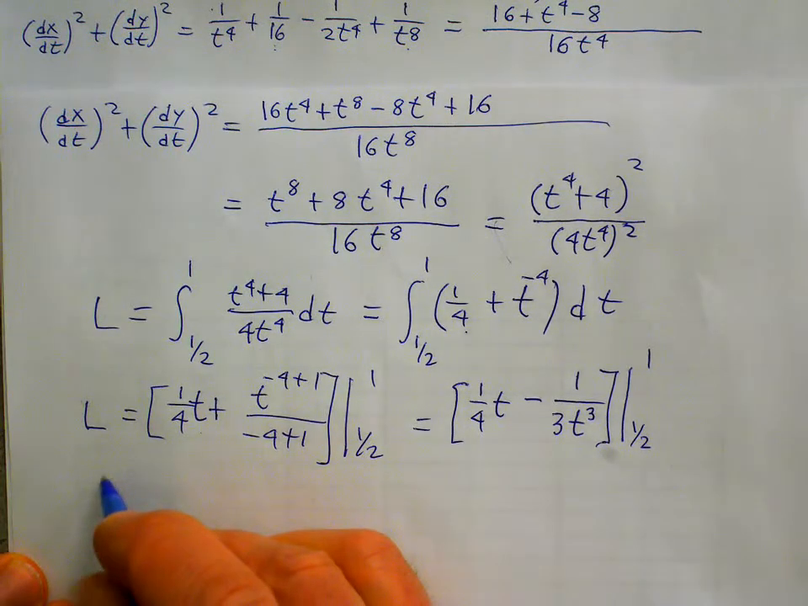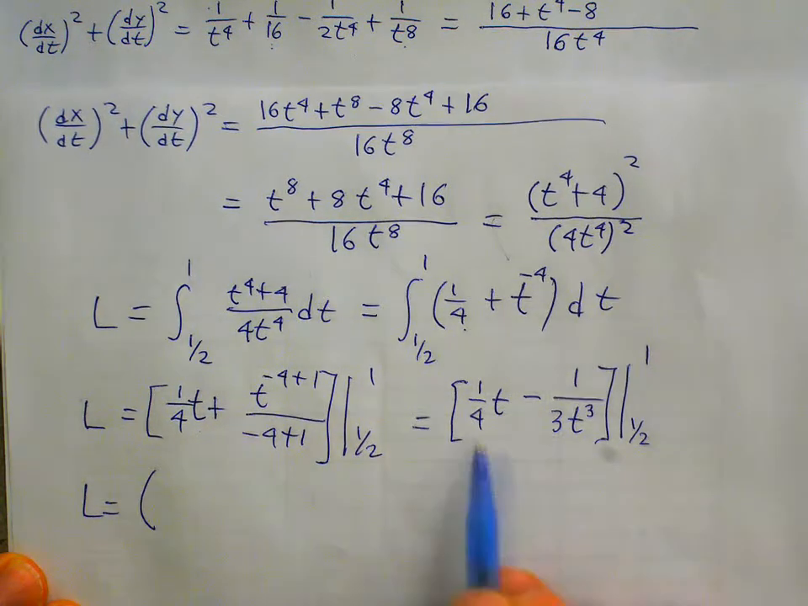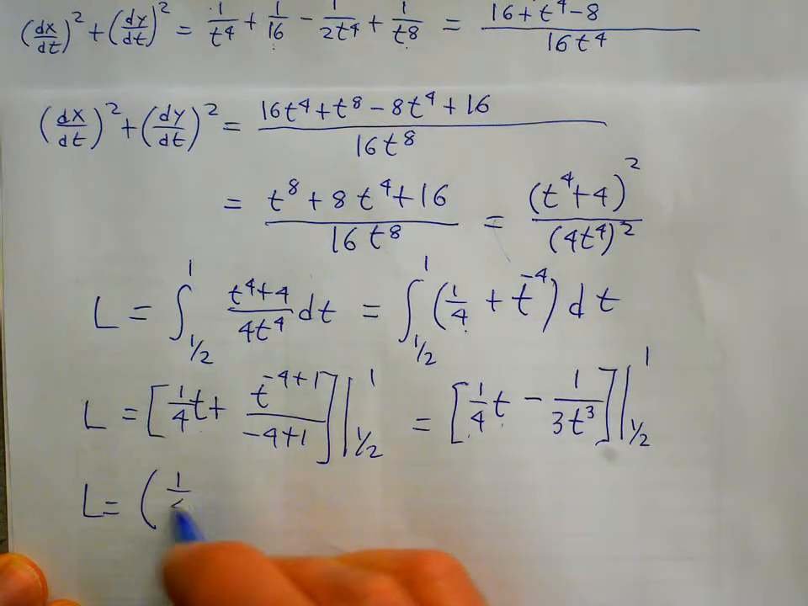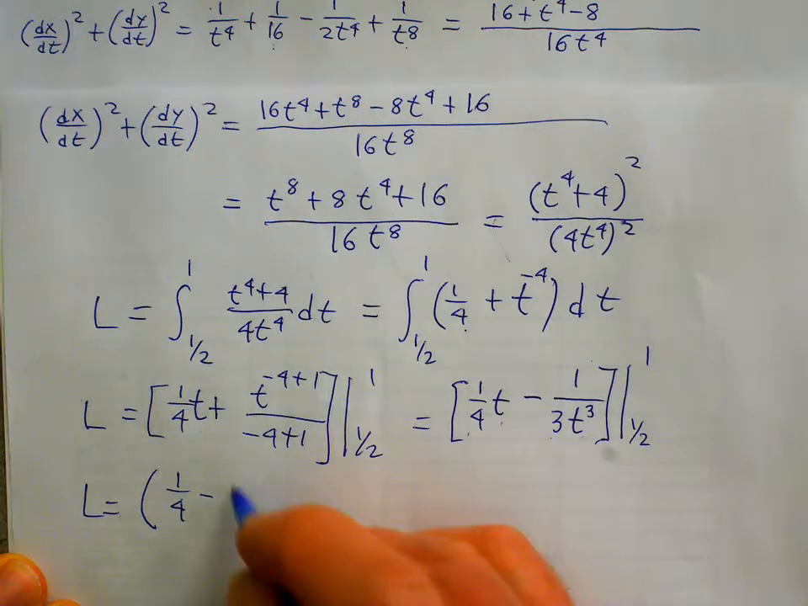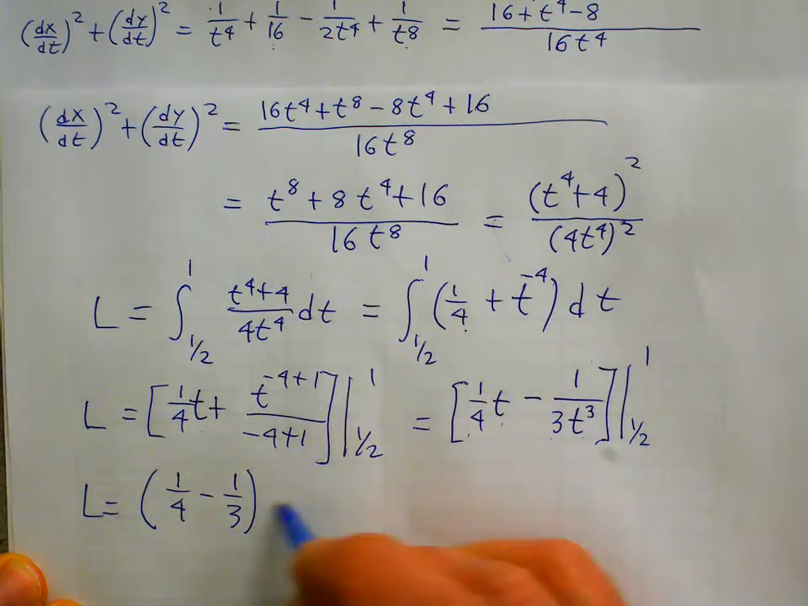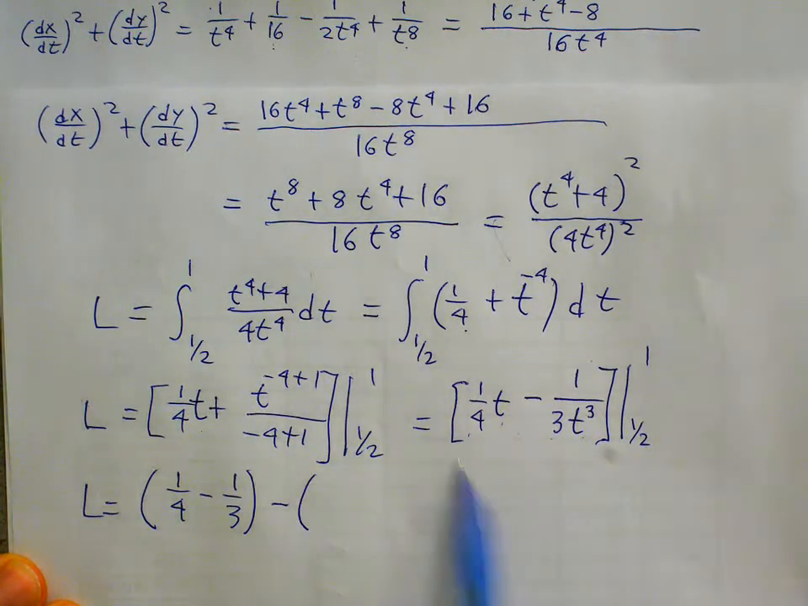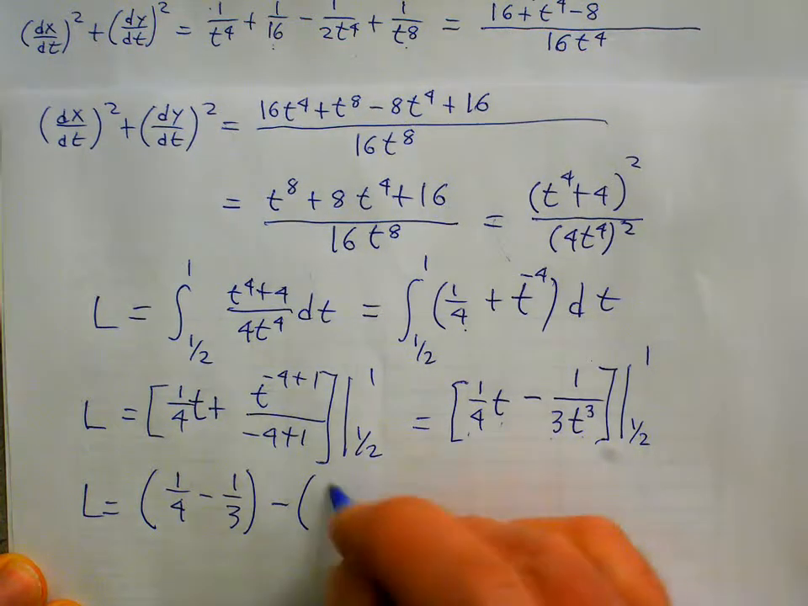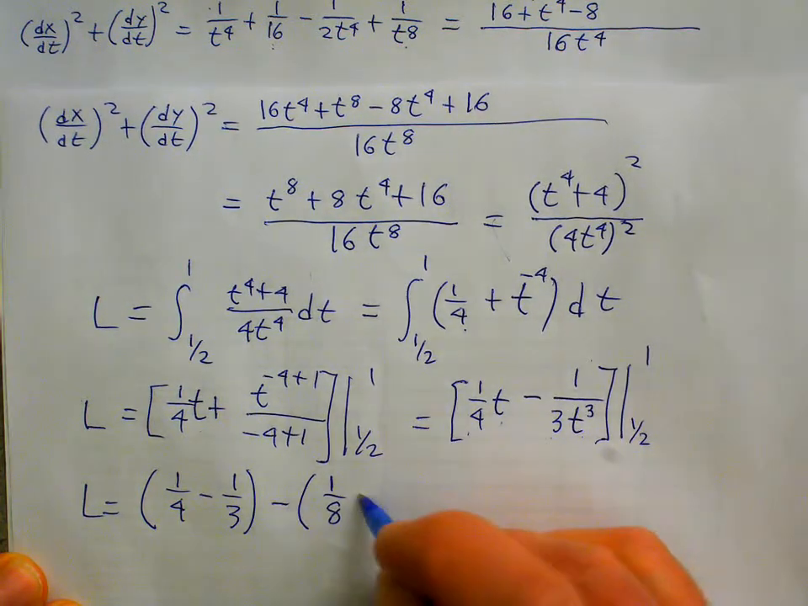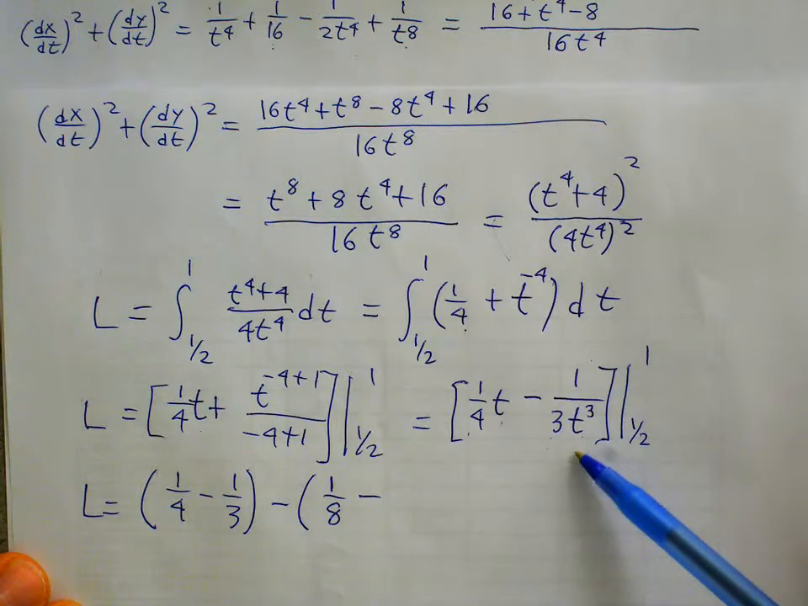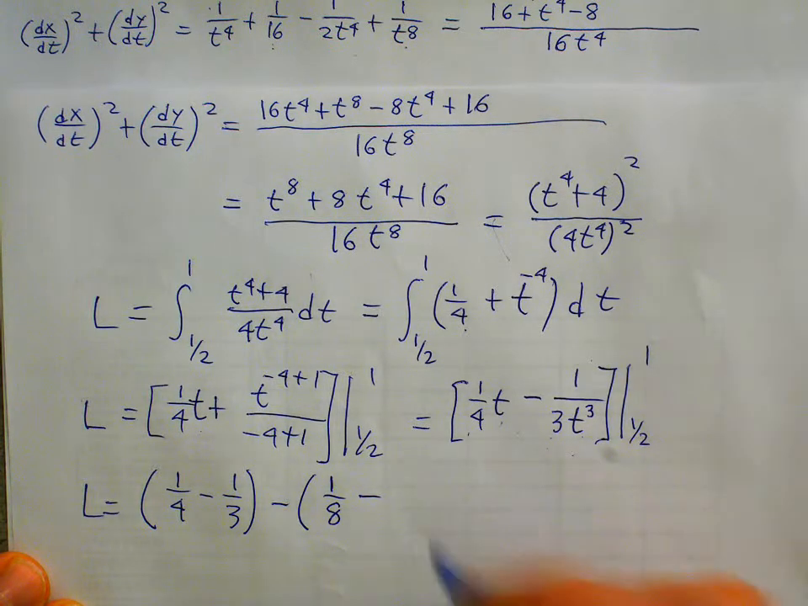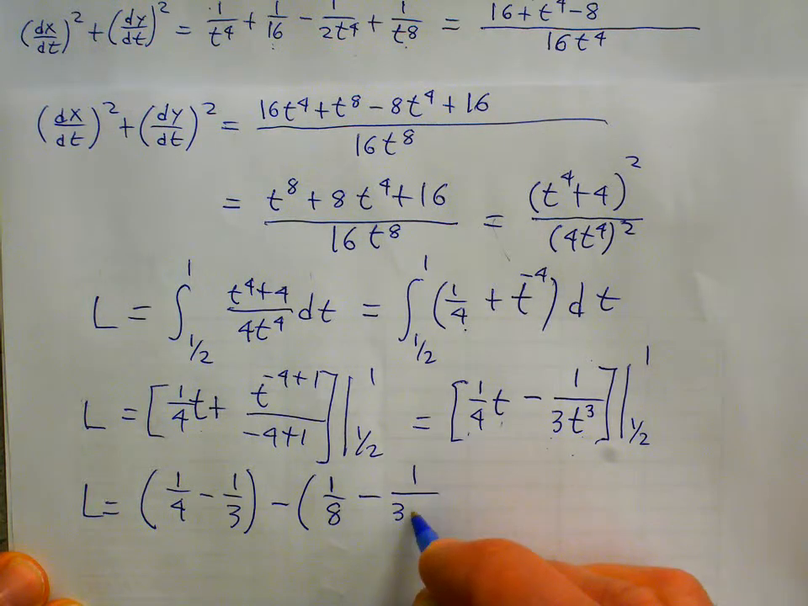At the upper limit, 1/4 times 1 is 1/4. Minus 1 over 3 times 1 to the 3rd is minus 1/3. And then from that, we will subtract 1/4 times 1/2, which is 1/8. And then minus 1 over 3 times 1/2 to the 3rd, which is minus 1 over 3 times 1/8, or 1 over 3/8.